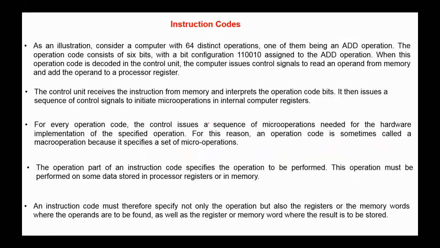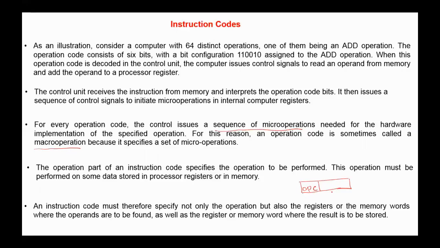For every operation code, the control issues a sequence of micro-operations needed for the hardware implementation of the specified operation. For this reason, an operation code is sometimes called a macro operation because it specifies a set of micro-operations. Again, the operation code part of an instruction specifies the operation to be performed: add, subtract, multiply.